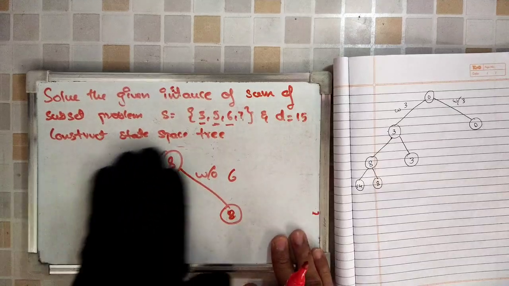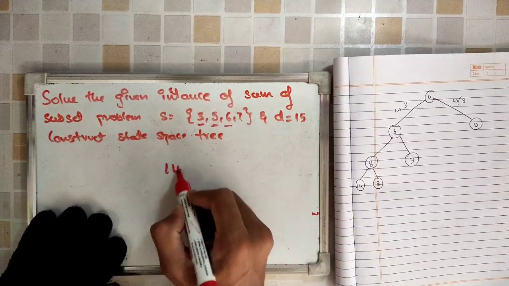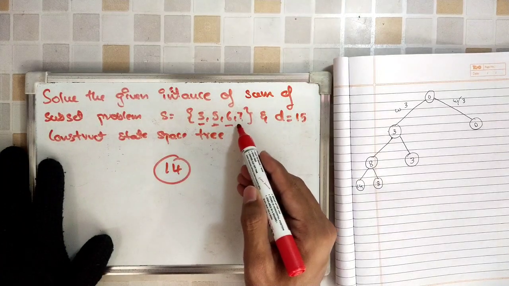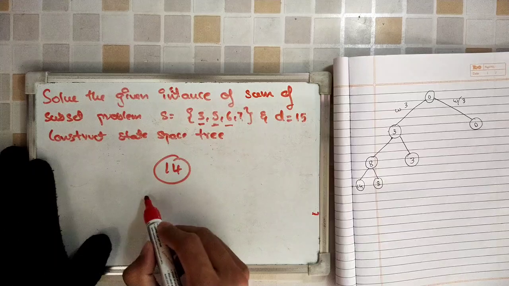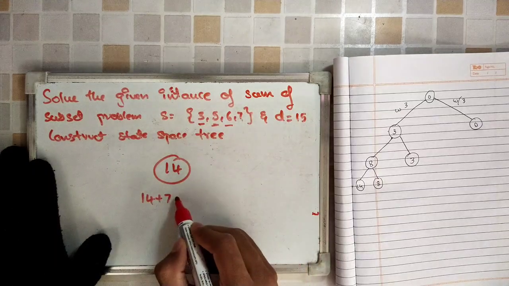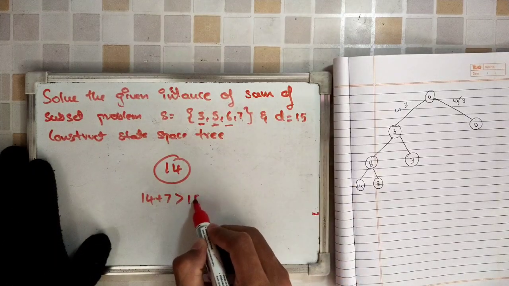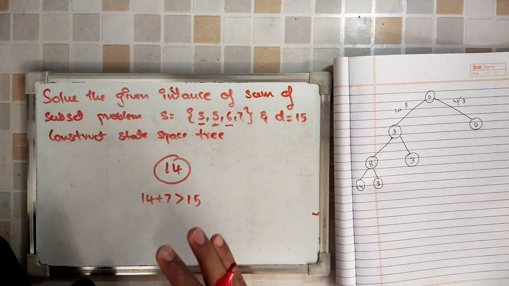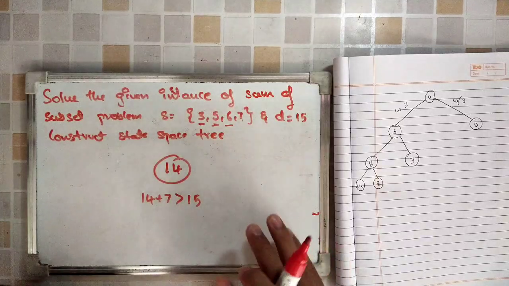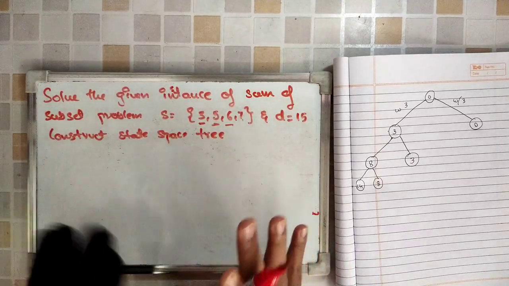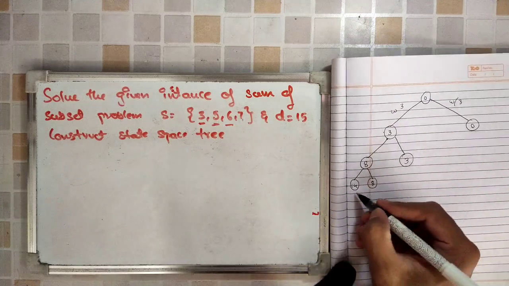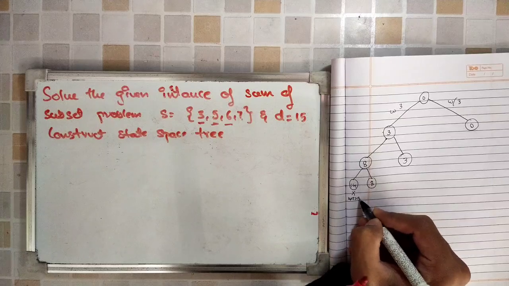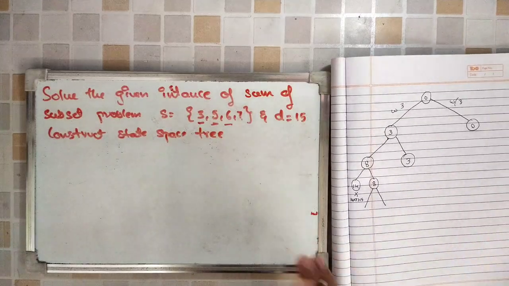Now again I have to come to this part, 14. Here I won't be adding anything further. Why? Because here I have to either add 7 or not add 7, and 14 plus 7 is greater than 15. Continuing further with this sub branch of the tree won't make any sense, because we won't be getting anywhere. So we will stop there itself. Here I will note that 14 plus 7 is greater than 15.